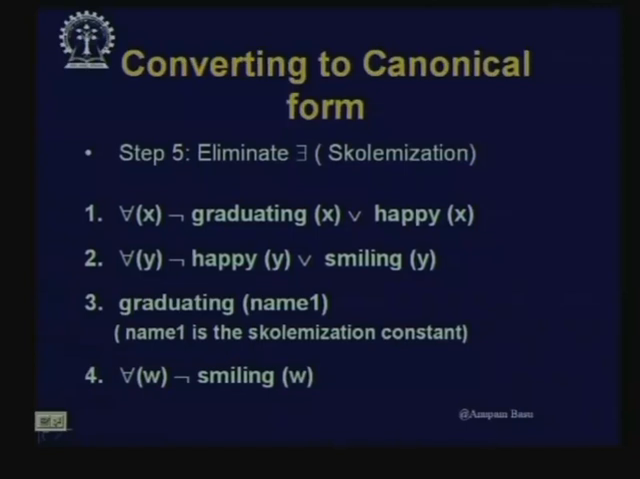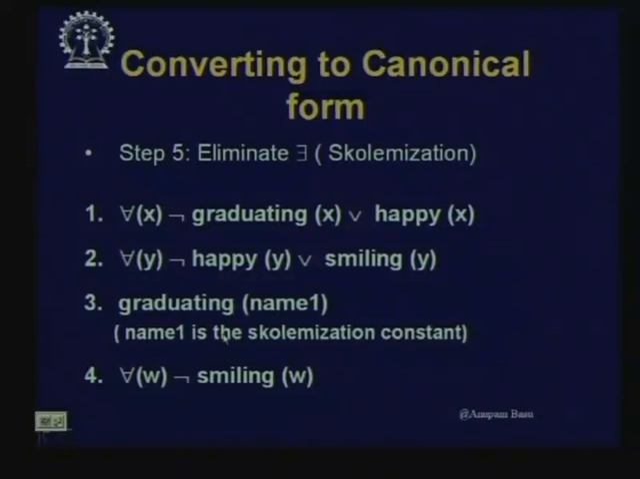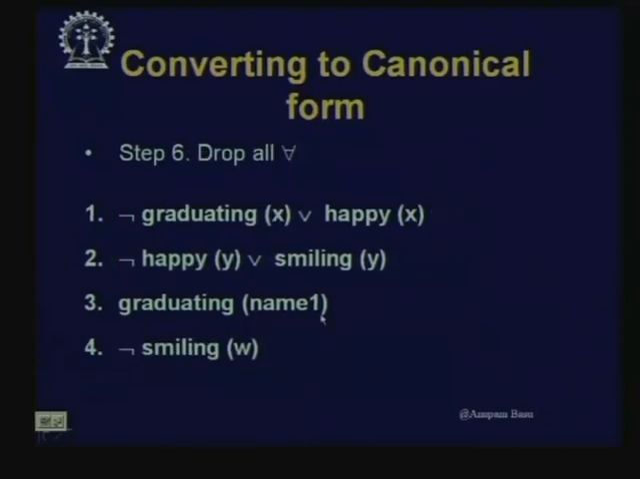In the last lecture we had also shown that in some cases we replace it not with a constant, but with a Skolemization function. Like in that prime divisibility case, we had selected a function PD, if you recall. Now, so we have removed the existential quantifier. That was step 5.